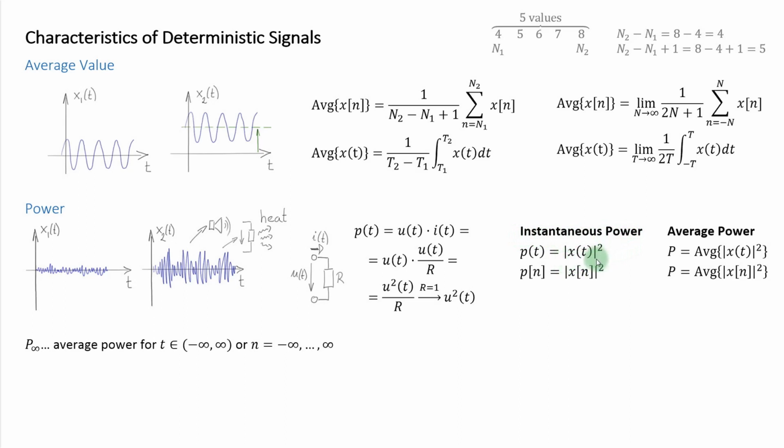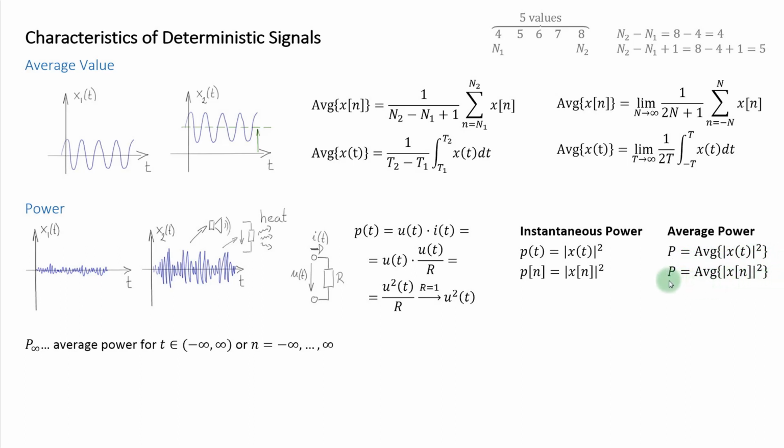This absolute value comes into play if the signal is complex. In that case, you need to have the absolute value squared. And this is the definition for the continuous time, and this is the definition of the instantaneous power for the discrete time. Sometimes we are not really interested how the power changes from 1 millisecond to another, but we would like to know the average power in some interval. In that case, if we want to know that average power, we just compute the average from the instantaneous power. And that is how the average power is defined for continuous time and for the discrete time.